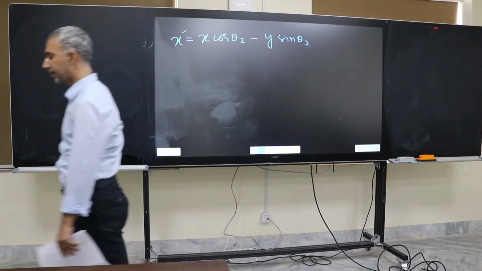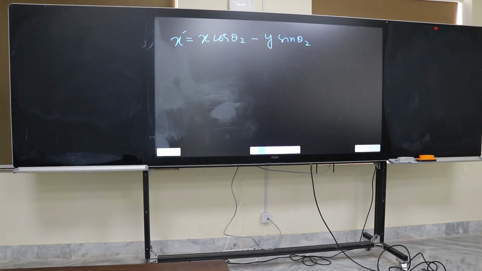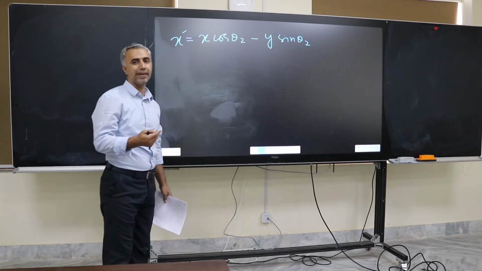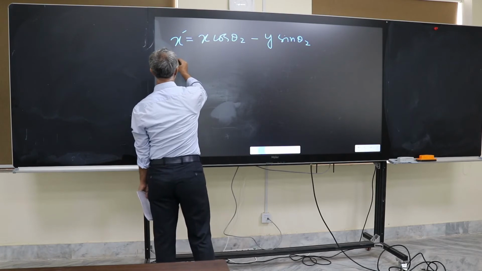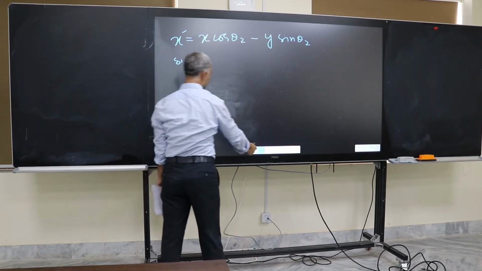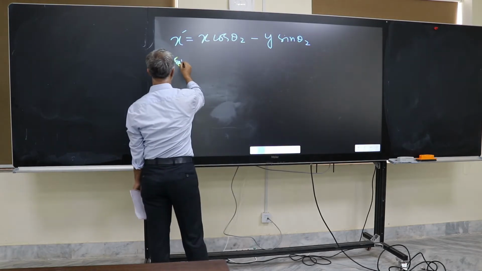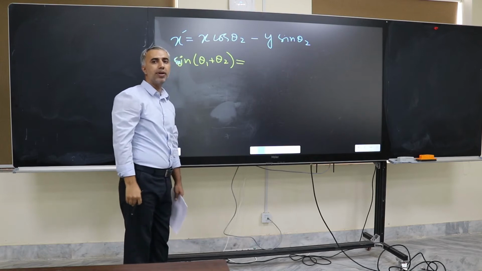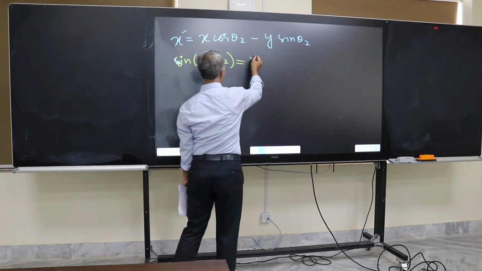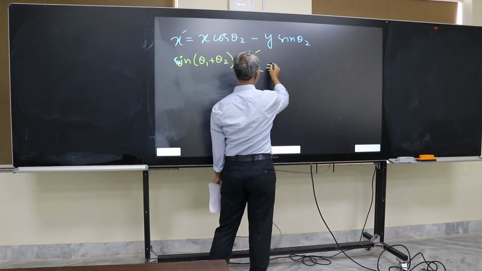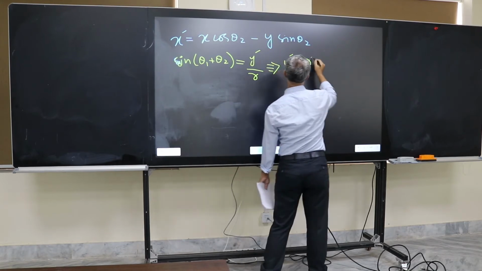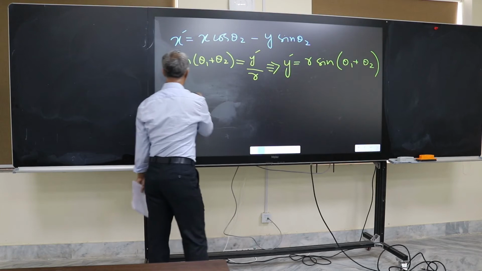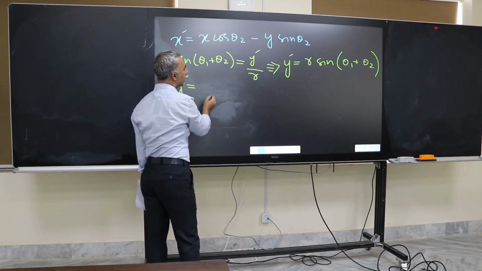Is it difficult? Similarly, you can further apply a trigonometric ratio along the y-axis. Then sin of theta 1 plus theta 2 is equivalent to what? Perpendicular or hypotenuse? Perpendicular is what? Y prime. Y prime, you can further write as y prime equivalent to r sin of theta 1 plus theta 2.